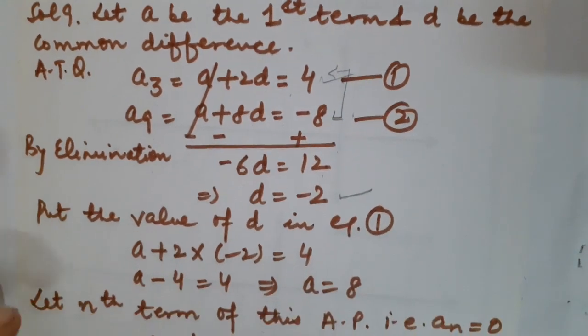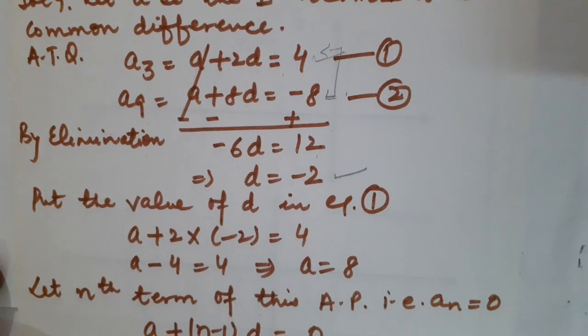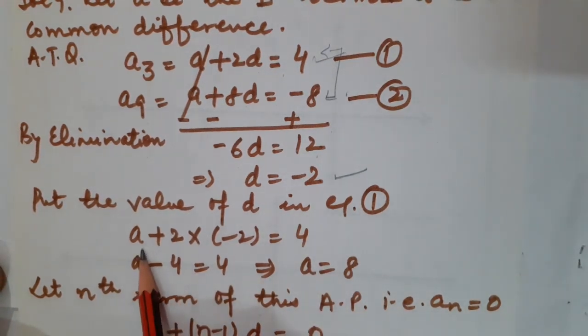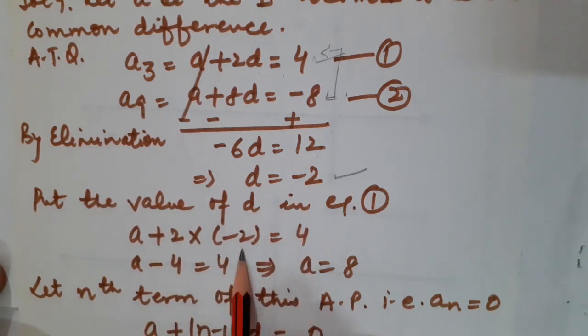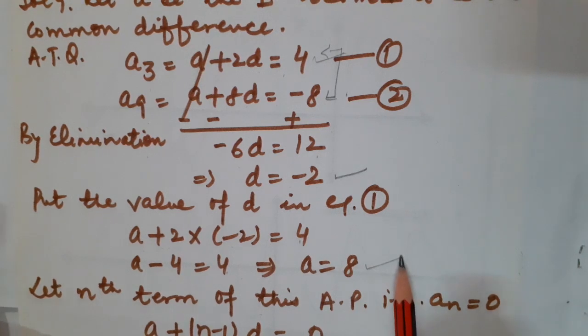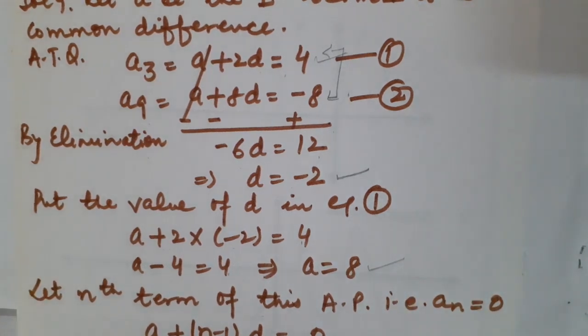Fine. Put the value of d in equation 1. You can put it in either of the two equations. So I am going to put it in equation number 1. It will be a plus 2d. In place of d I am writing minus 2. So it will be a plus 2 into minus 2 is equal to 4. a minus 4 is equal to 4. a is equal to 8. Correct, students? Now you know a, you know d. You will have to just calculate what? You will have to calculate n.